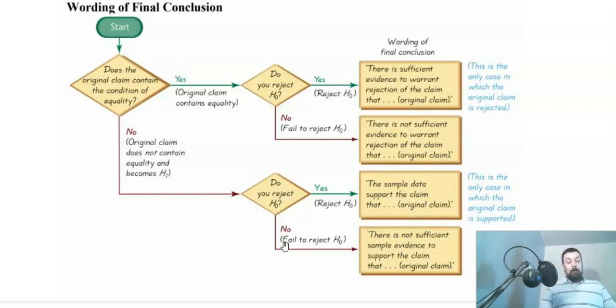If we do not reject the null hypothesis, that means we couldn't show that the null hypothesis was false, which means we couldn't show that the alternative was true. And that's what this wording says. And the alternative being the claim, right? There is not sufficient evidence to support the claim that blank. So these are the four possible outcomes for the final conclusion regarding the claim.